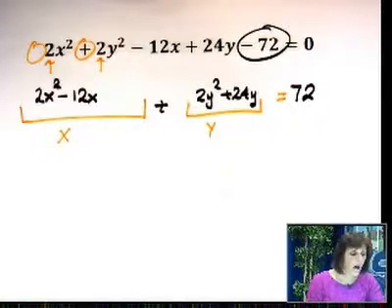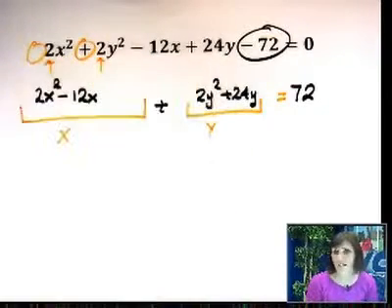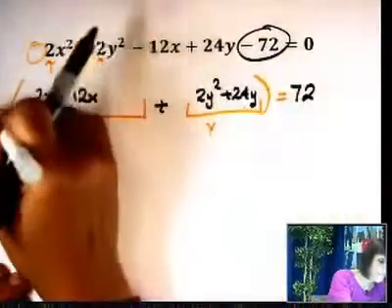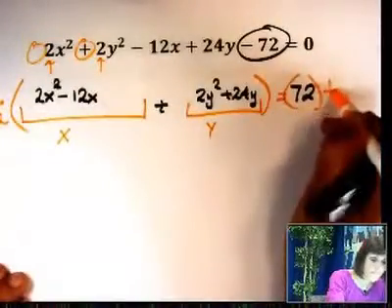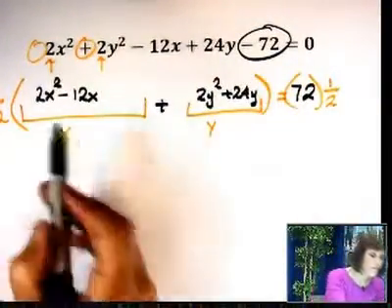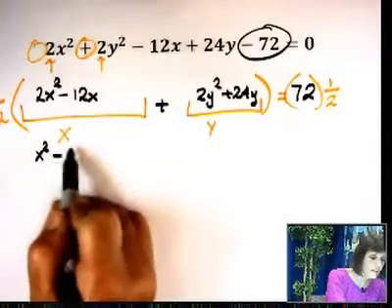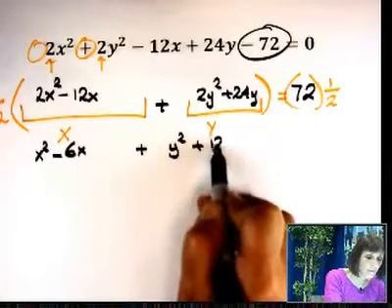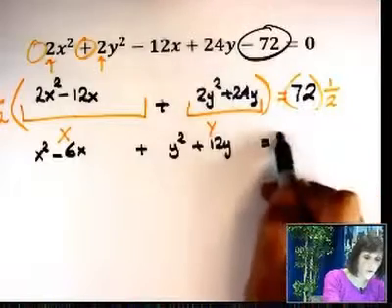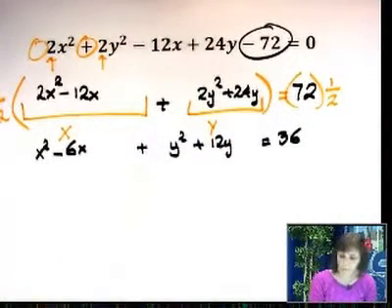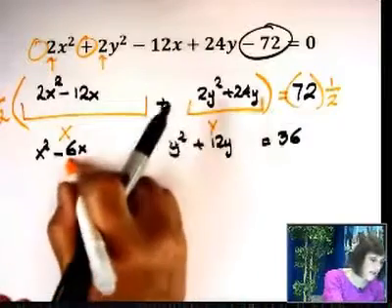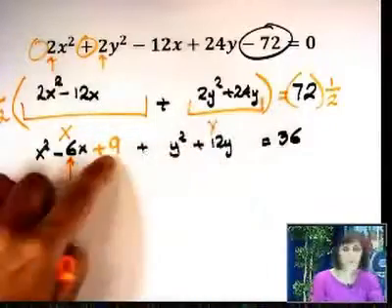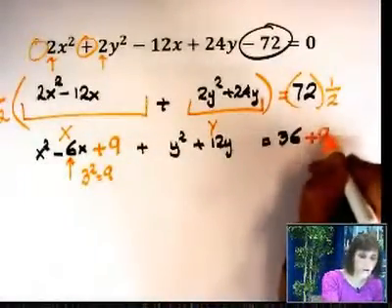Here's a trick. I want to get rid of these 2's. Since they are the same, I can divide the whole thing by 2. Look what's going to happen. X squared minus 6x plus y squared plus 12y equals 36. Very good. Now, let's complete the squares. Half of 6 is 3 squared. That's 9. I cannot just put 9 in there. I have to put 9 here.